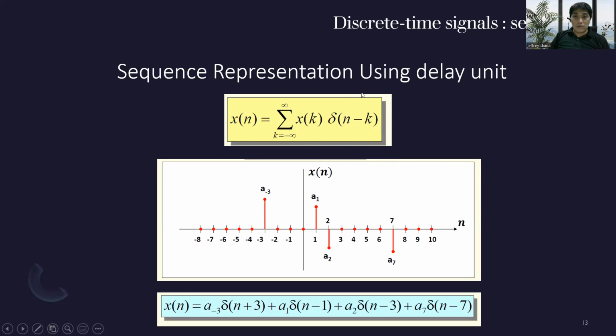that the x(n) for the sequence representation using delay unit, the -3, and for positive a1, then 2, and the summation will be x(n) is equal to a subscript -3, here in the diagram, delta(n + 3), plus a subscript 1 delta(n - 1), plus a subscript 2 delta(n - 3), plus a subscript 7 delta(n - 7).